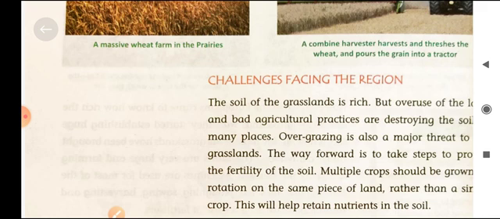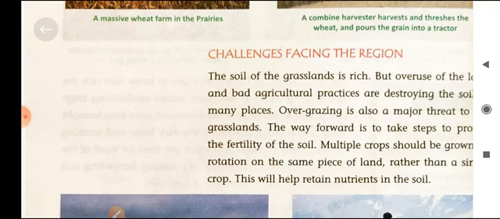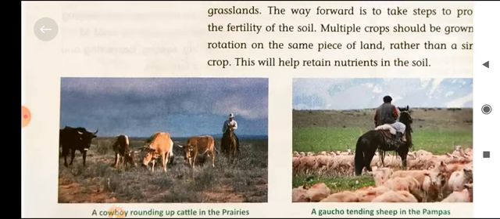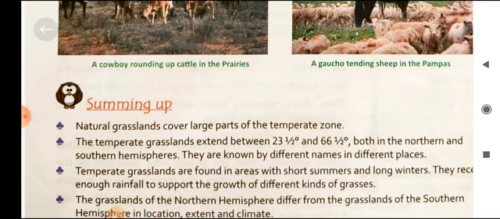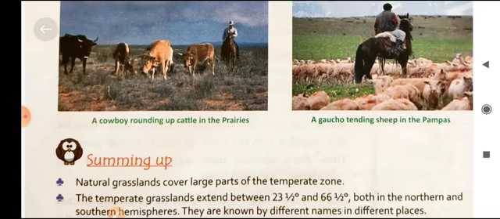The way forward is to take steps to improve soil fertility. Multiple crops should be grown in rotation on the same piece of land rather than a single surplus crop. This will help retain nutrients in the soil. As you know, with crop rotation the soil fertility is retained, so this practice should be used by the people in this region.